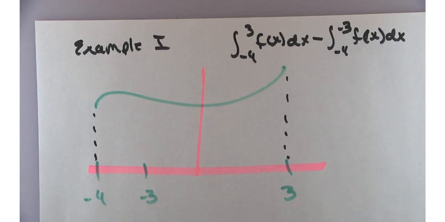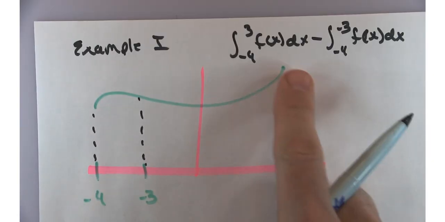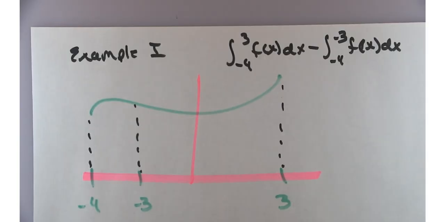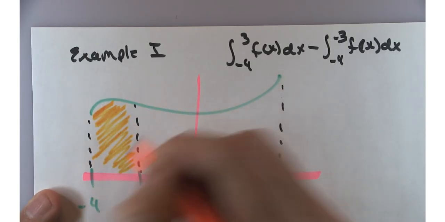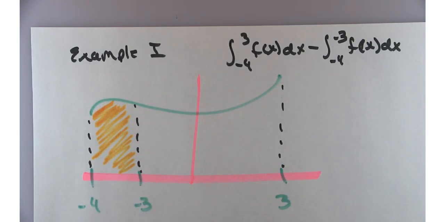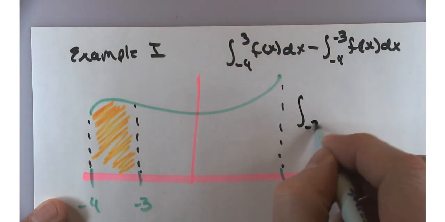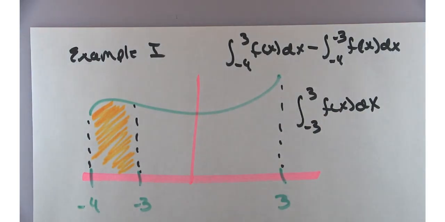So what's happening here? I've got this whole area and I'm going to subtract off that little piece. So what am I left with? What should I write as the result of this subtraction? What's that going to equal? Negative 3 to 3. Yeah, negative 3 to 3. So what you're left with is just this piece right here. And thank you so much, Christian. From negative 3 to 3 of f of x dx. That's all they're looking for on that one.